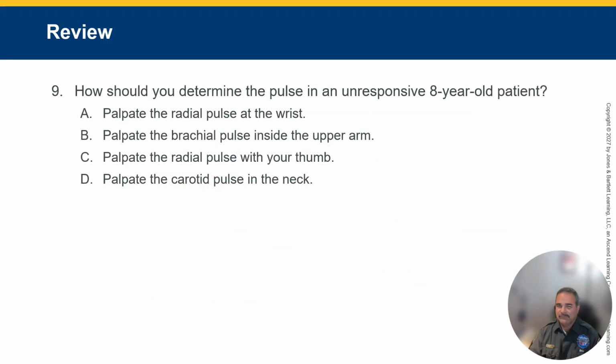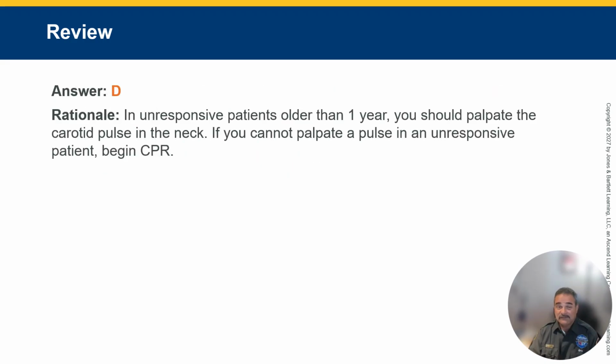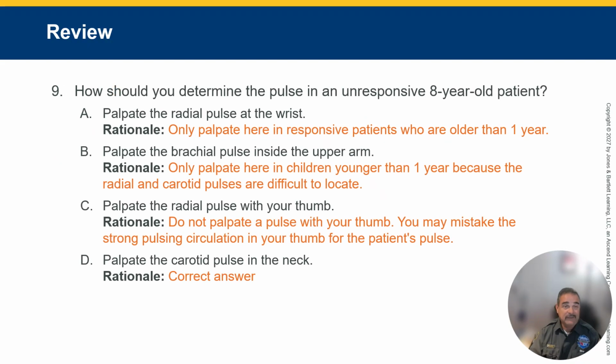How should you determine the pulse in an unresponsive 8-year-old patient? 8 years old. They're not an infant, so how do we do this? Okay, they're unresponsive. All right, what's the first pulse that we feel in an unresponsive? You learned this in BLS. Yes, D. We're going to feel for the carotid. Okay, carotid, D. There's your rationale.